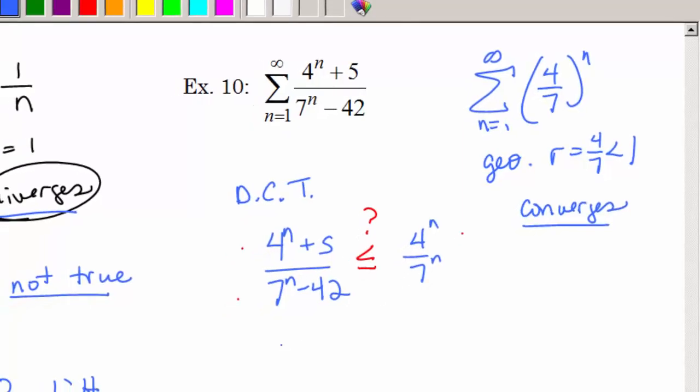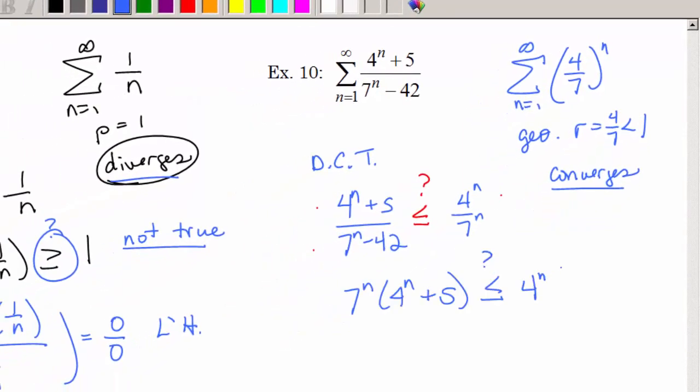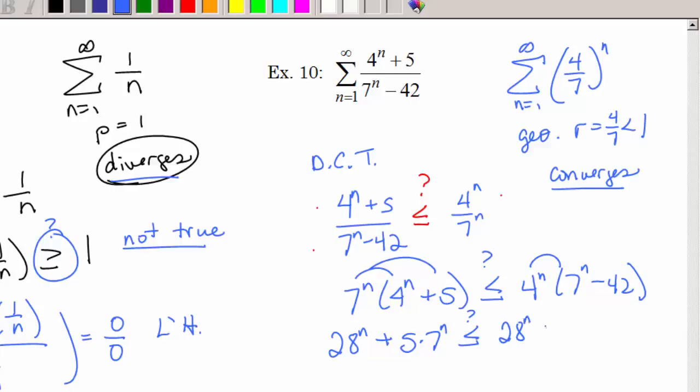If I cross multiply, I would have this, which is kind of ugly. Okay, so can I do anything with this? Well, believe it or not, you could multiply, and this would be 28 to the n plus 5 times 7 to the n. Is that less than or equal to 28 to the n minus 42 times 4 to the n? Well, I would have a positive less than a negative, so that is not true. So the direct comparison test fails.